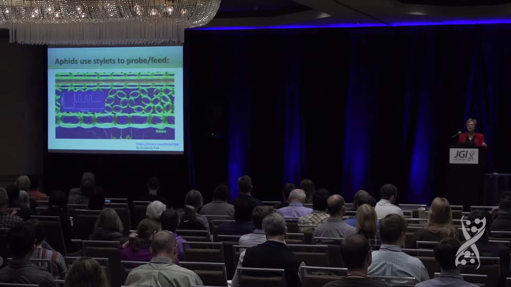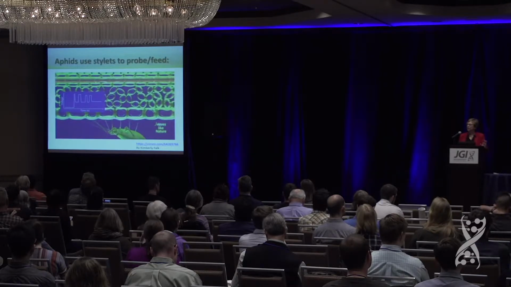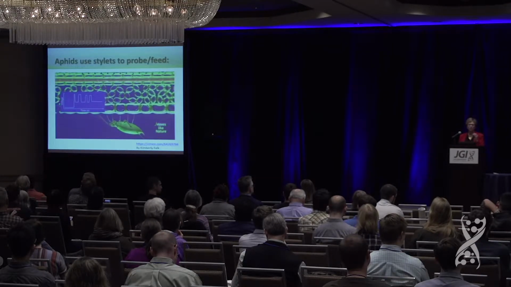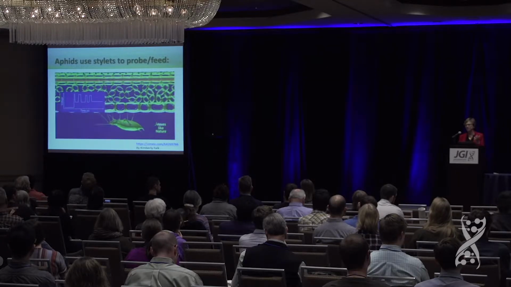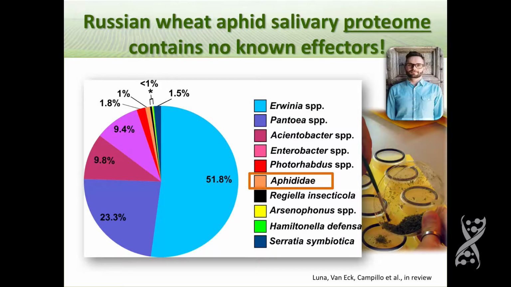Now, many aphids will deliver effectors, which are the proteins that cause the symptomology in the plants. Interestingly, the Russian wheat aphid, which is the system that we're going to talk about today, does not deliver such effectors. We know that from our work and from the work of others.